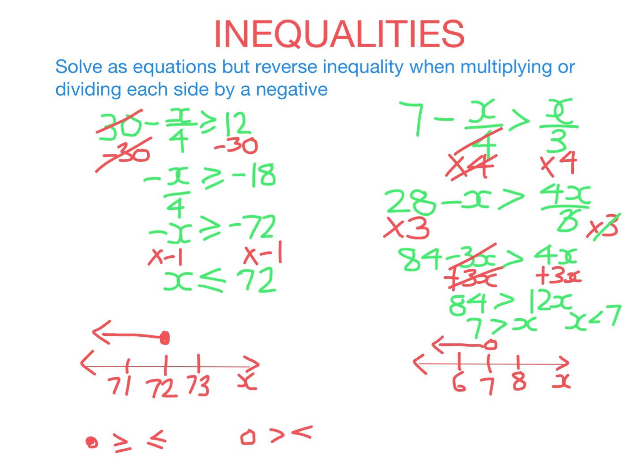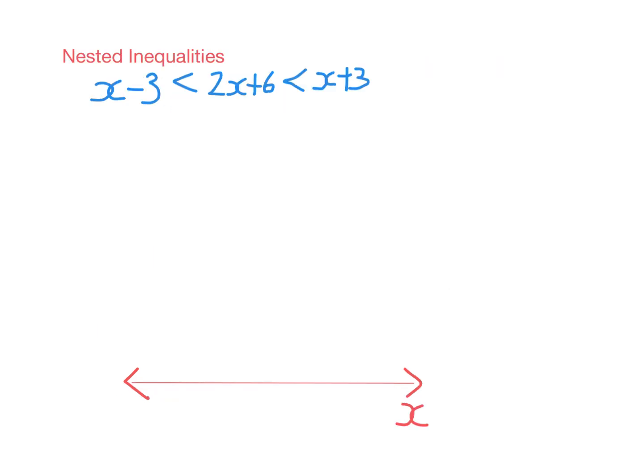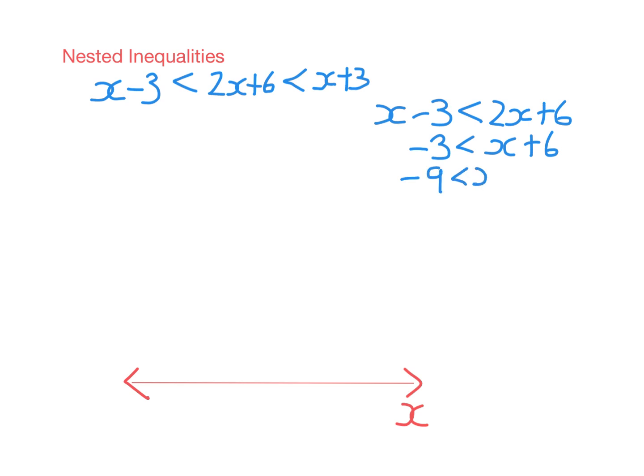All right, let's now look at some nested inequalities. So nested inequalities are like this. Basically, we have two inequalities nested into one. So to solve this, what I can do is solve them separately. The first part of the inequality says x minus 3 is less than 2x plus 6. So let's solve that. I am going to subtract x from both sides because I want to get x so that it's in only one spot. Now I subtract 6 from both sides, I get negative 9 is less than x. Of course, that's the same as saying x is greater than negative 9.